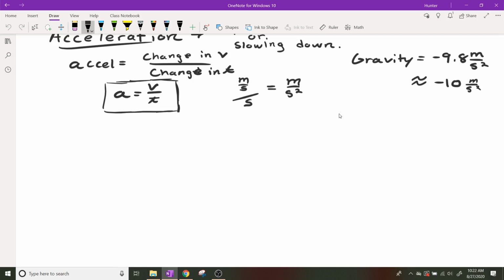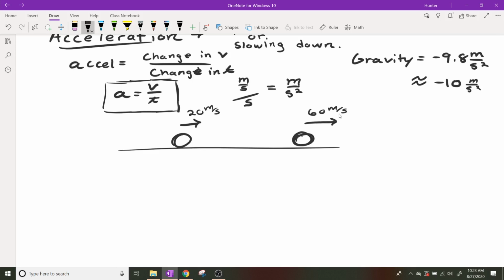So if we have an acceleration, let's say that we have an object, and it'll look like, I don't know, a marble. It originally has a velocity of 20 meters per second, and the velocity then goes to 60 meters per second. And then the amount of time, I'll just write t equals 4 seconds. Okay?